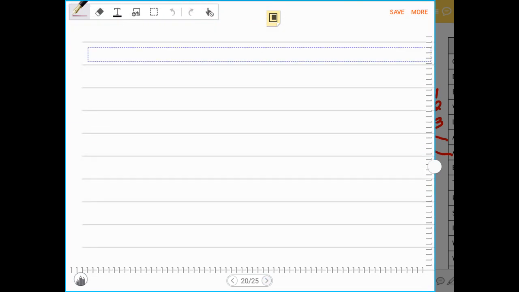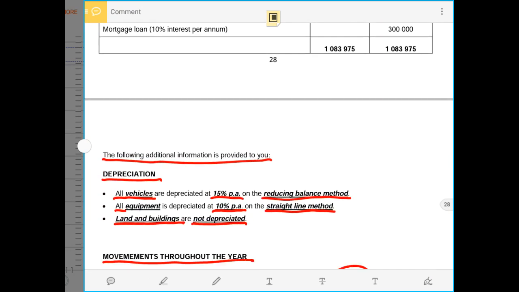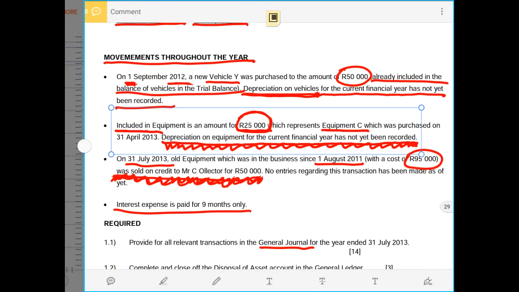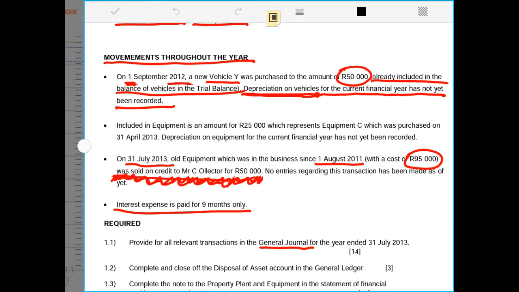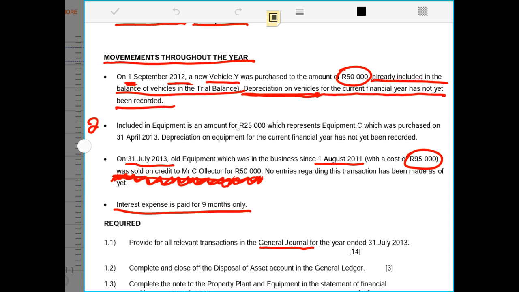So now let me just go to the new page where I will be tackling the ledger accounts for the equipment. Let me come and read all the transactions that affect my equipment ledger account. So now in the equipment, we were told that there was equipment that was costing 25,000, which was purchased during the current year, and it is already included. Look there, the first word, included in the equipment, which tells us that in the total balance, 25,000 rands is already added there.